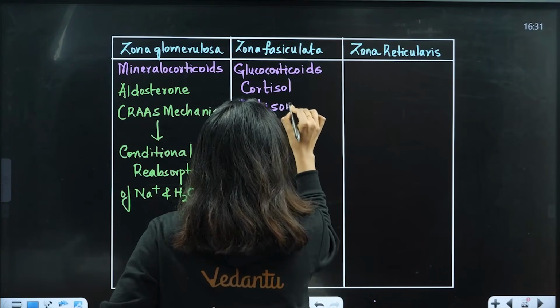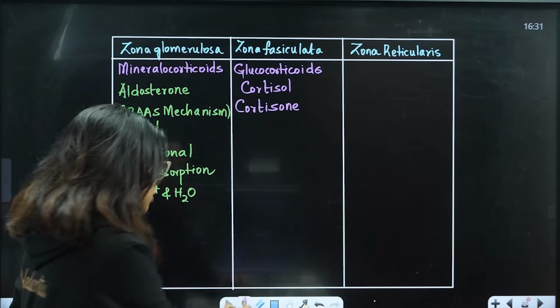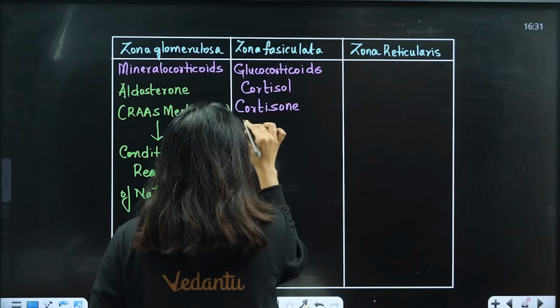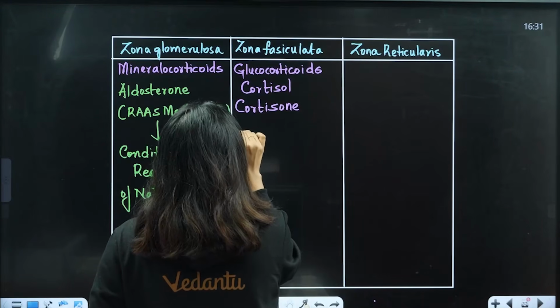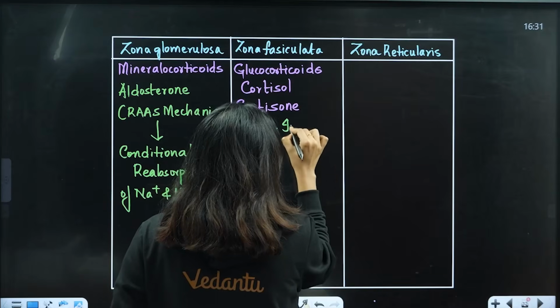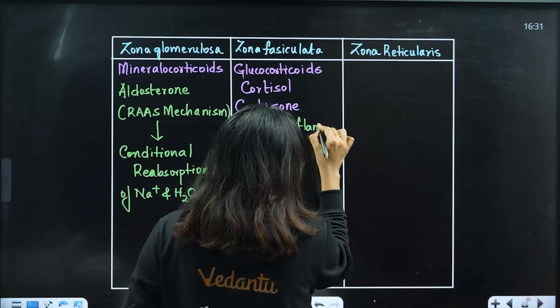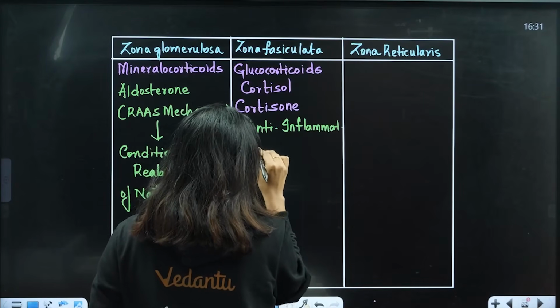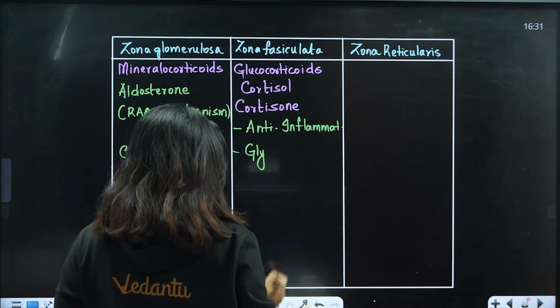So cortisol. Students, here the main stress is on cortisol. So what does cortisol do? They have anti-inflammatory functions. Okay, anti-inflammatory functions. I think I'll have to write it.